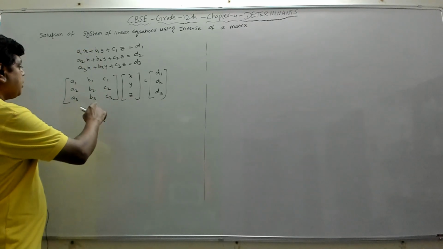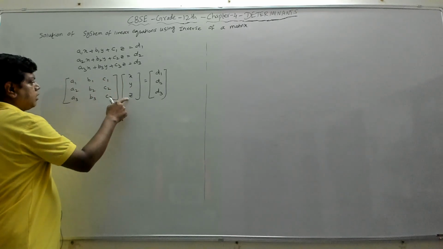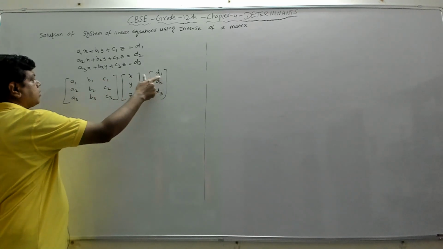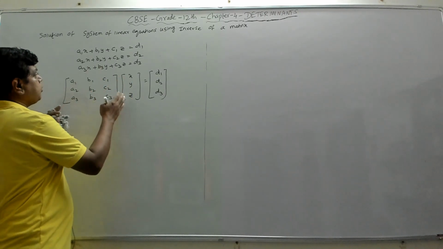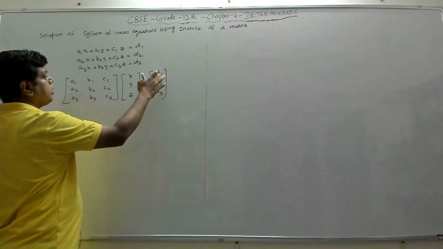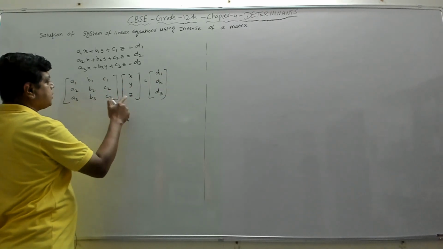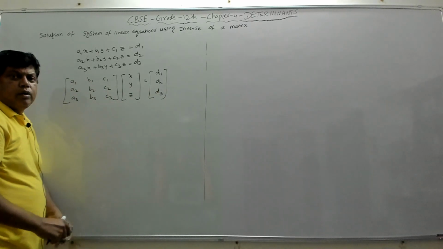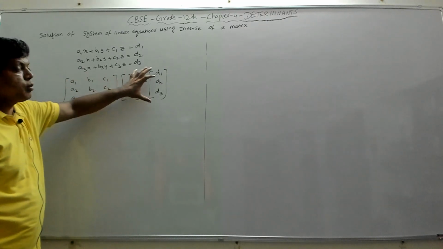Which means when you multiply these two matrices, you get a1x plus b1y plus c1z equal to d1. Similarly, a2x plus b2y plus c2z equal to d2. This matrix will be equal to d1, d2, d3. Similarly, a3x plus b3y plus c3z will be equal to d3. Which means the given set of equations, we can represent in the form of a matrix equation like this.